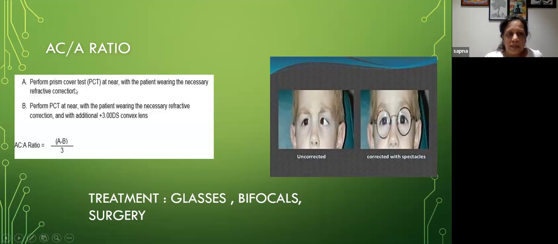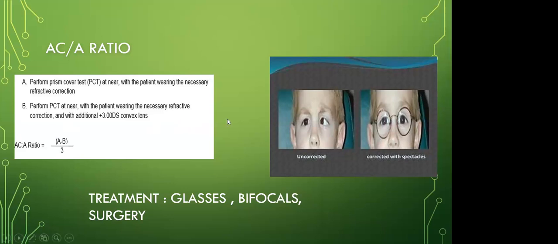That is, the deviation at distance minus the deviation at near with +3, divided by 3. If it is more than 6, it means there is a high AC/A ratio, in which case we give a bifocal correction.